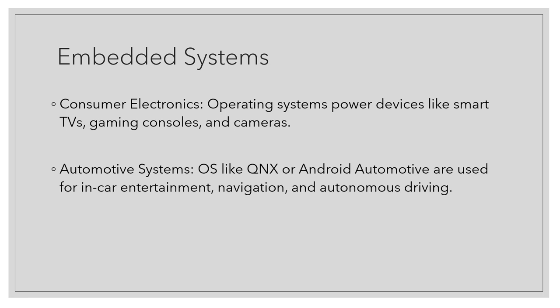For example, the automotive domain also uses operating systems like QNX or Arduino. Automotive systems use them in cars for entertainment, navigation, and autonomous driving. These types of OSs are also used in automotive systems.